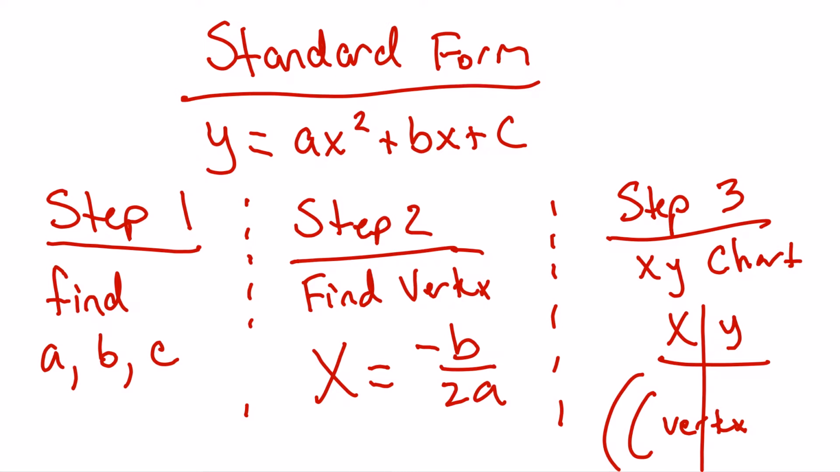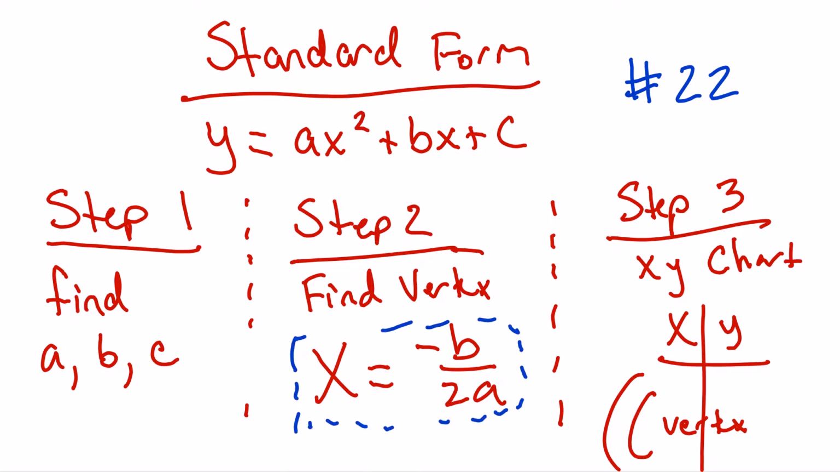So you could use these 3 steps to graph everything in part 1, but really you only need this for number 22. And remember that first step is find A, B, and C. Then find the vertex using the vertex formula. So this is the vertex formula right here. And then you're going to make an XY chart with the vertex being in the middle. And then you plug it in, remember, using the rainbow effect. And that's how you do that.